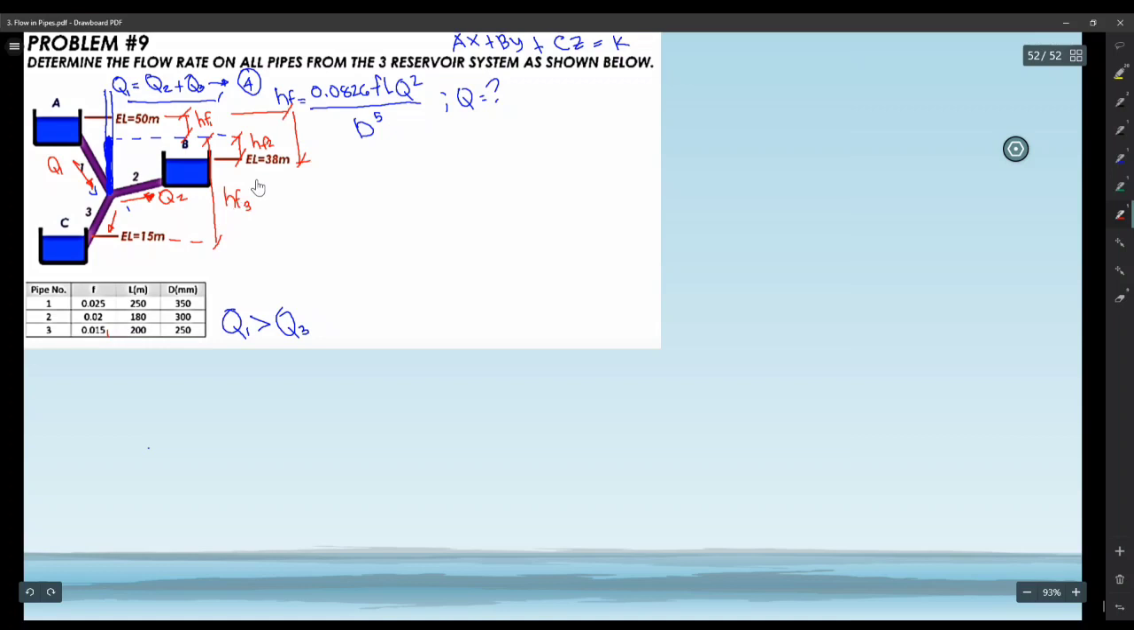And next na gawin natin, since guys ito is naka-squared, ang gagawin ko is in terms of Q. Magiging equals lang siya sa square root. So ito i-cross multiply ko lang sa head loss, multiply by the diameter raised to 5 over 0.0826 and then multiply by F and then multiply by L. And then itong mga term na to, itong constant na yan.